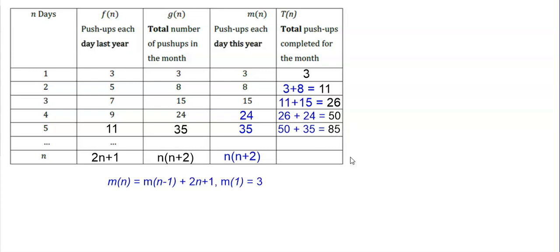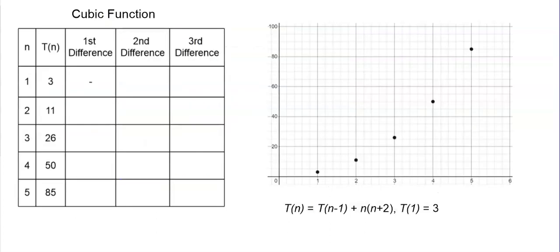So this time, if we wanted to model this recursively, what we're doing is we're adding this quadratic change. So we have a new type of function that has a quadratic change. So let's write a recursive rule for this function. So with this function, to get to the next term, you take the previous term and then you add that quadratic value. So we have t of n equals t of n minus 1 plus n times the quantity n plus 2, where t of 1 equals 3. So this is a new type of function. It's called a cubic function.